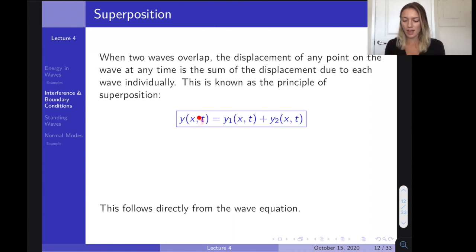So here we have our total wave, which is just the combination of our first wave and our second wave. And you can technically add any number of waves. If you had like 10 waves all at once, you would just have y1 plus y2, plus up to y10. So waves just add, and this property follows directly from the wave equation that we saw last lecture. Okay, so this is one important thing about waves, and we're going to see how this affects their behavior in a second.